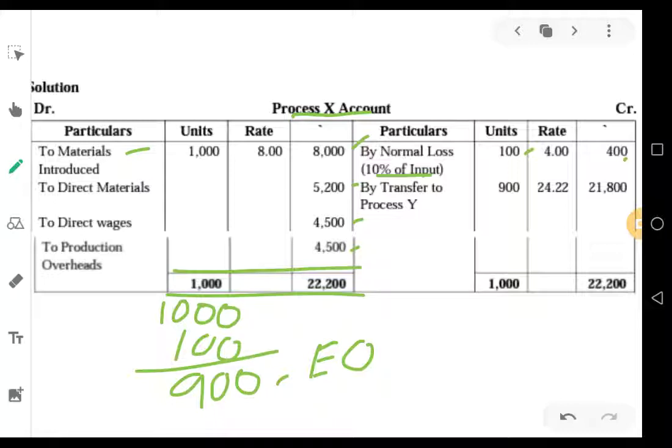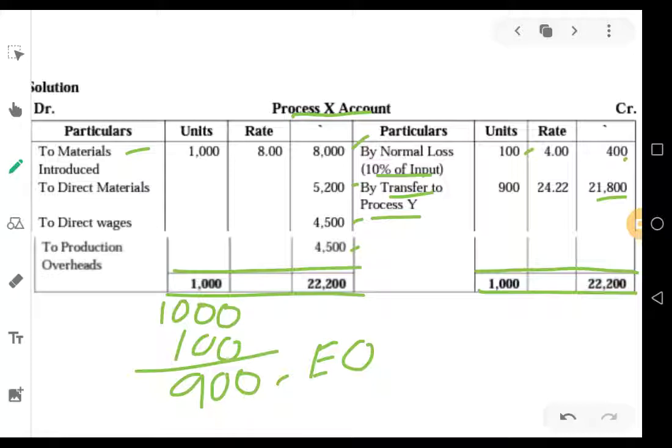On the debit side, you have 1000 units and the amount column total should be 22,200. Bring the balance to the credit side totals as it is and balance it. You should get 900 units. Amount column balance, you should get 21,800. This is transferred to process Y because the output of process X should go to process Y, that is the procedure in process accounts.